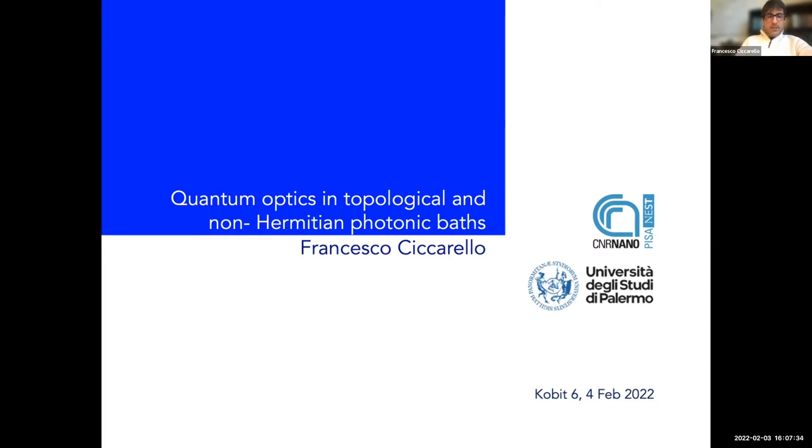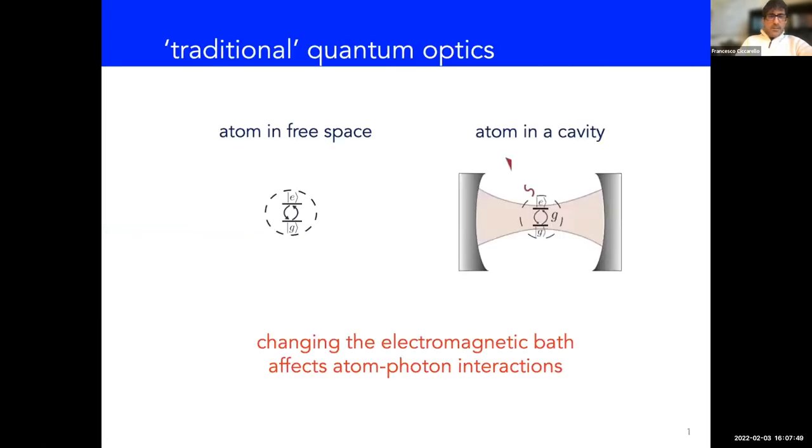This talk is probably about something else compared to what you heard so far in this conference. It's a little bit about the overlap between quantum optics and other fields such as condensed matter. So let me start from what we know from traditional quantum optics.